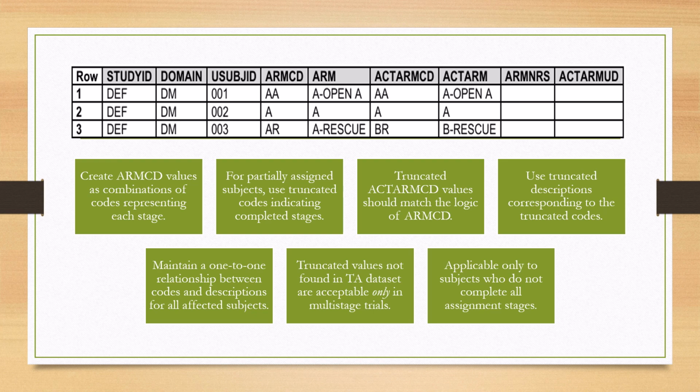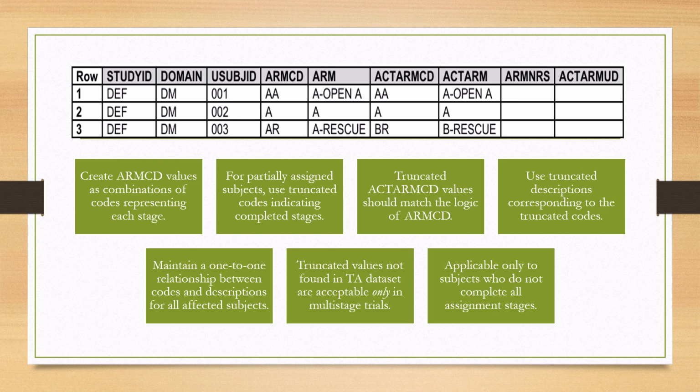So the second row is also an example to show the importance that if we create the ARM code values as a combination of code representing each stage, it is easier to populate the values in these variables when the subject has not gone through each treatment epoch but is partially assigned to the treatments.